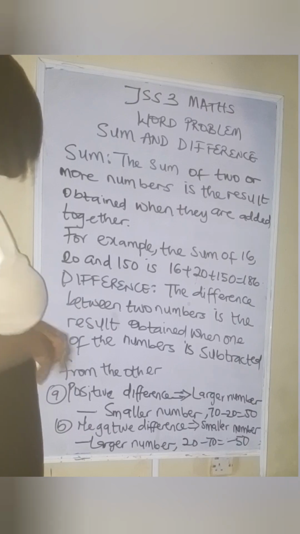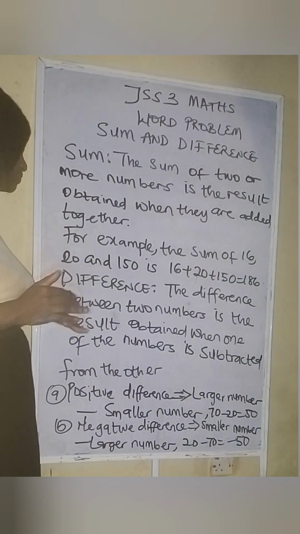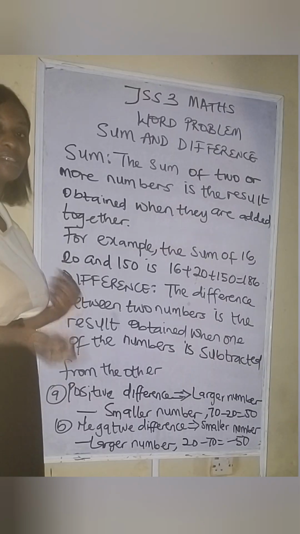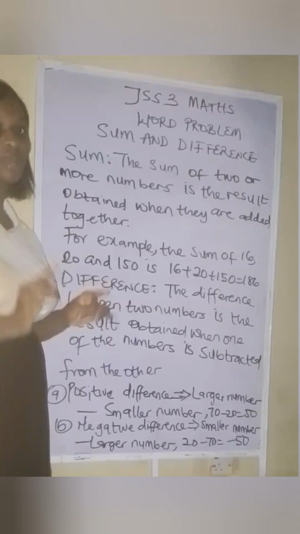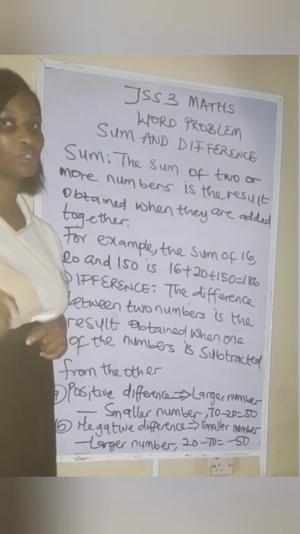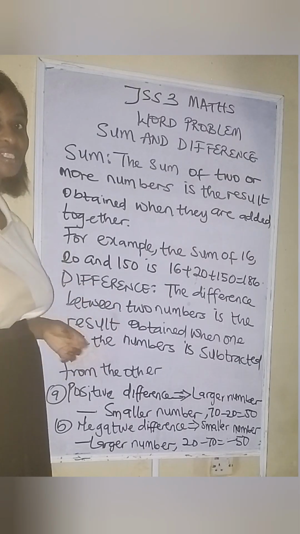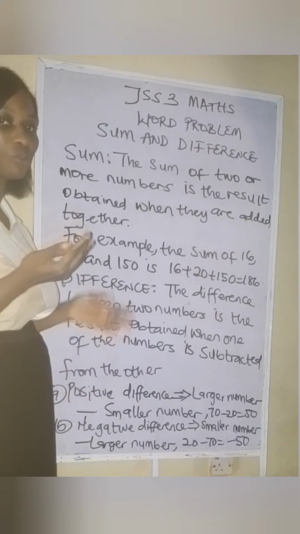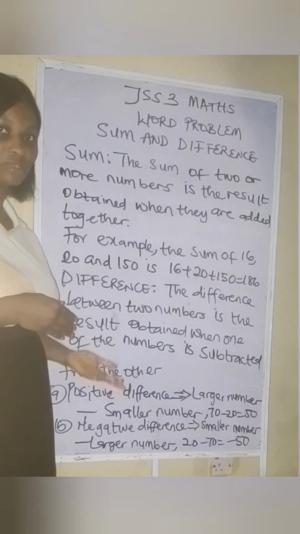Very good. So now let's talk about difference. The difference between two numbers is the result obtained when one of the numbers is subtracted from the other. Minus or subtraction is what we call difference. So when you hear difference, it means minus or subtraction, when you subtract a number from another number.